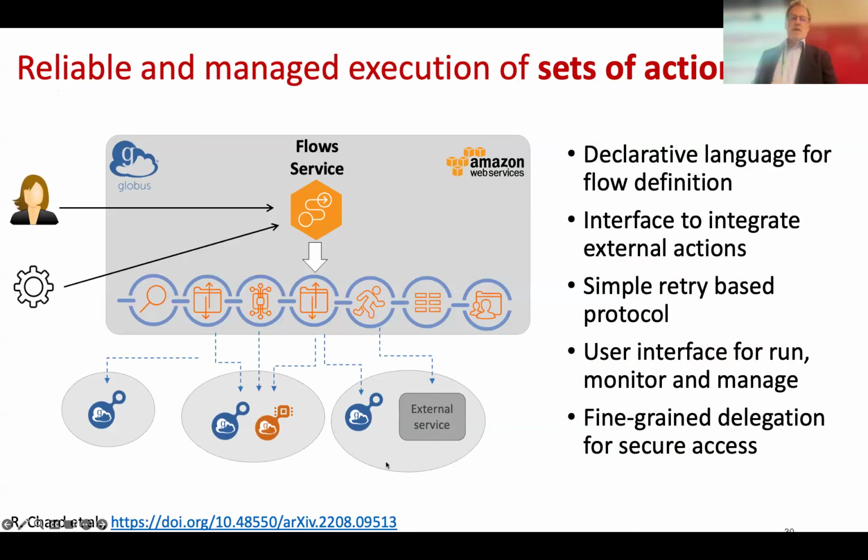So we also are now experimenting with and achieving success with a service that replaces the simple transfer service in the cloud with a flow orchestration service called Globus Flows, which then performs similar actions. It uses the same sort of ideas of interfaces to external actions, retry-based protocols, uses a simple declarative language for flow definitions and so forth.